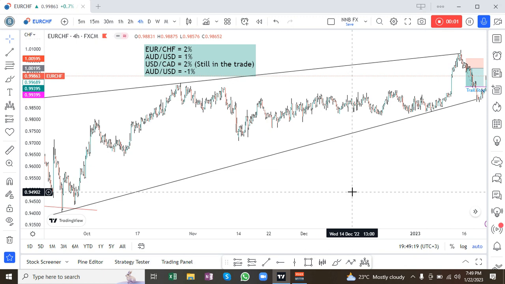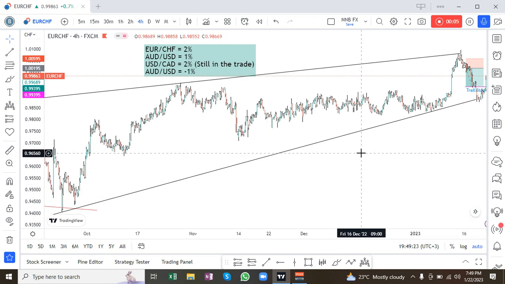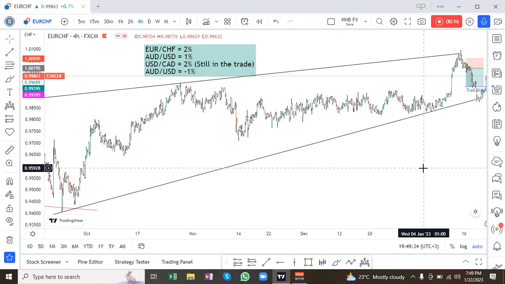So this is a video on my trade recap from last week, the trades that I took. I took 4 trades last week. I managed to close 2 of them. One of them is still running and I lost one. My stop loss was hit on one.